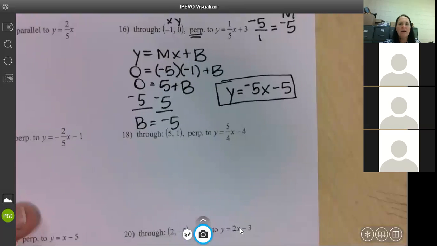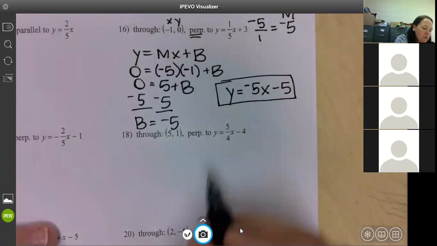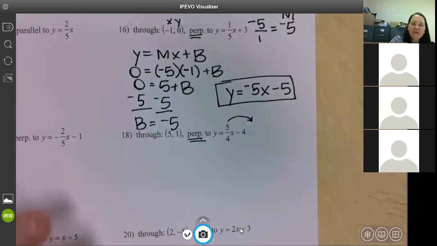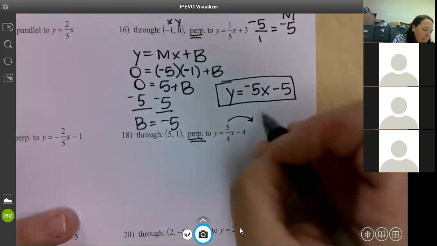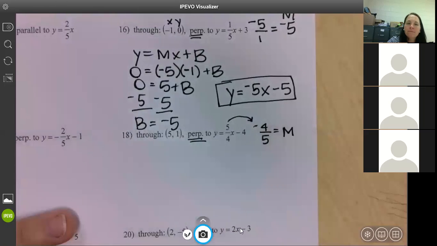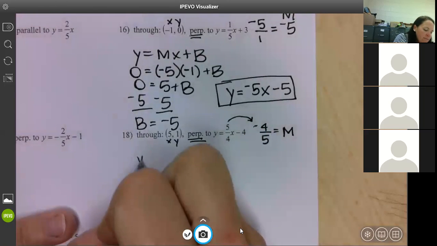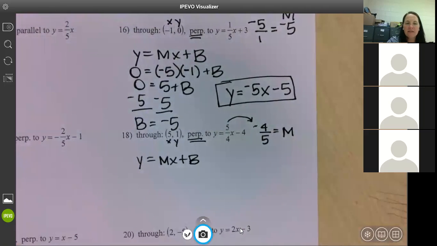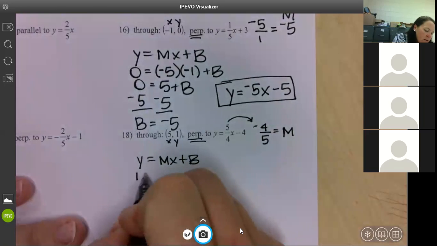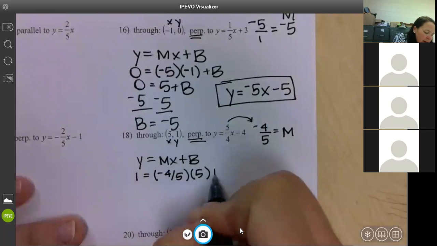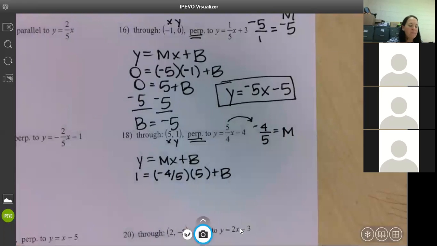So I'm going to keep this one up here as we do number 18. So we're going to take this 5/4 because it's perpendicular. And what are we going to change it to? Flip and change. -4/5. That will be our m. Here's your x, here's your y. So again, there is nothing different to doing this except for flipping that slope. Your y coordinate is 1. Your new slope is -4/5. Your x is 5, and then we have a plus b.